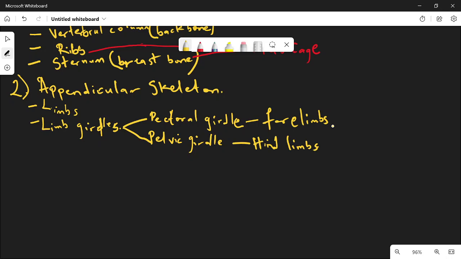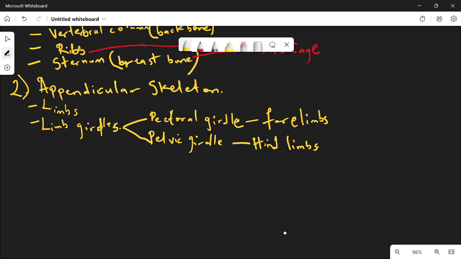The joint in the shoulder is what we refer to as the pectoral girdle. Are we together? From the shoulder to our fingers, they make up the pectoral girdle, and then from our hip to our toes, they make up the pelvic girdle. Are we together?